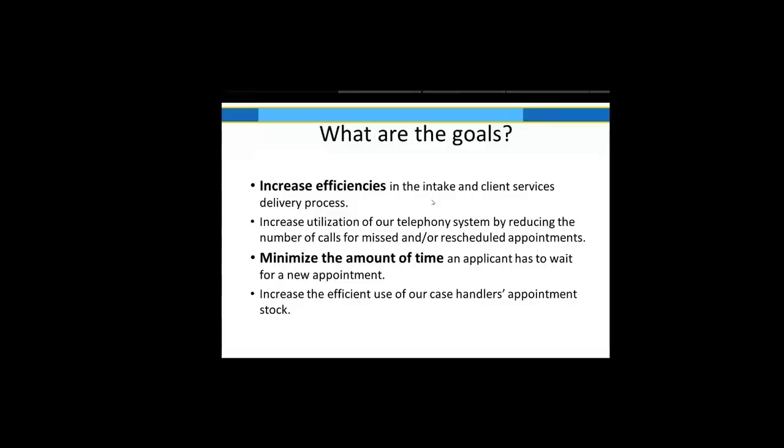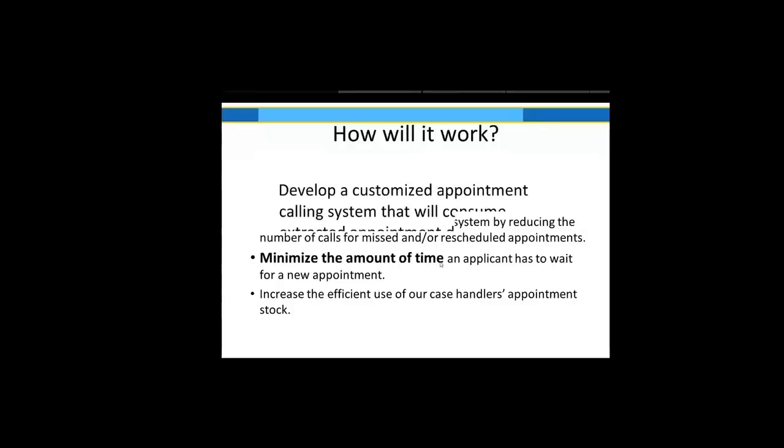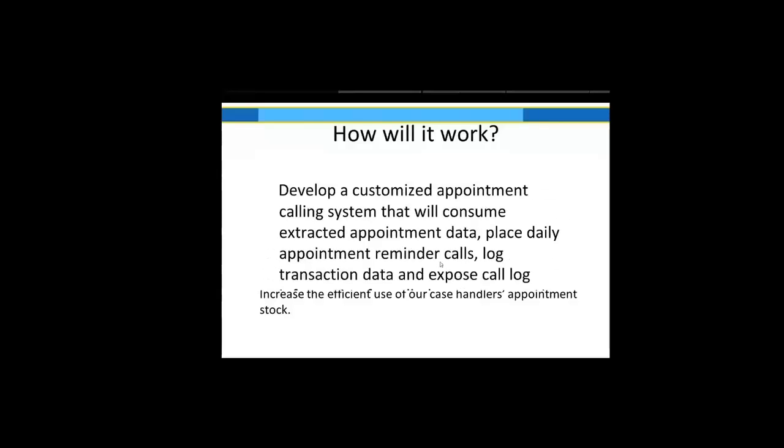So the goals that we had in mind were to increase our efficiencies, to provide better services for our clients, to use a system that would reduce the number of calls or missed appointments, and to minimize the time that we had. When we came up with the project plans, the three things that we wanted to have as part of this appointment reminder system were, at minimum, a time, a date, and a location of appointments. Those were the three factors that we really thought were essential to make this appointment reminder system work.